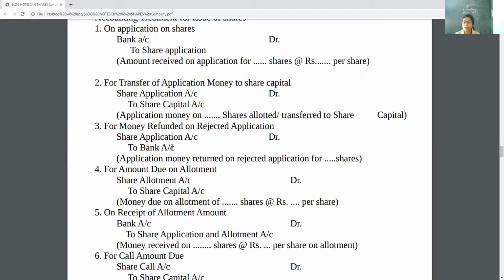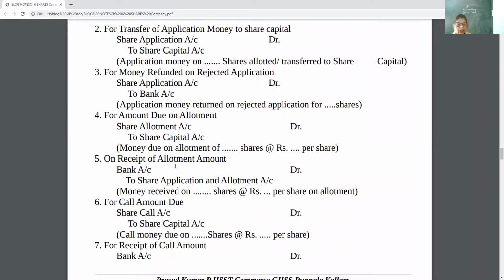And my dear children, the company has the right to keep the extra amount as advance. So in that case, if the company keeps some amount as advance, then it's very easy: share application account debit to share allotment account. Means the extra money will be transferred to the allotment account. Then next.